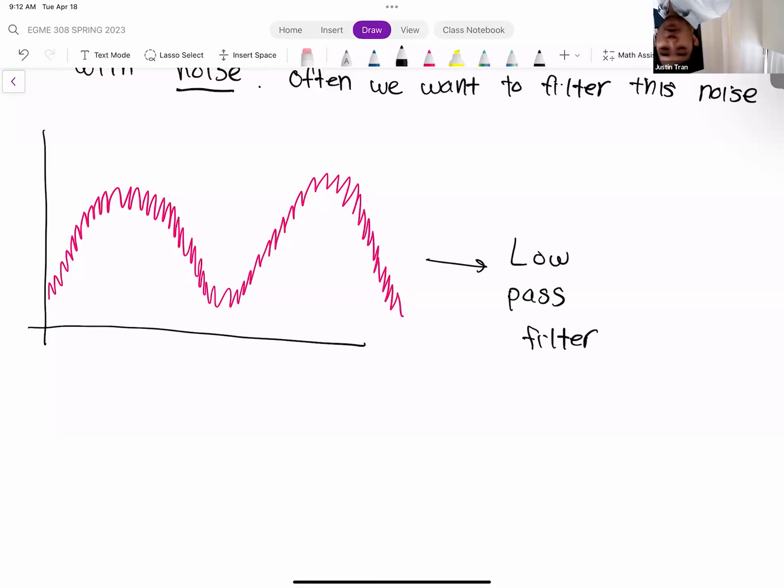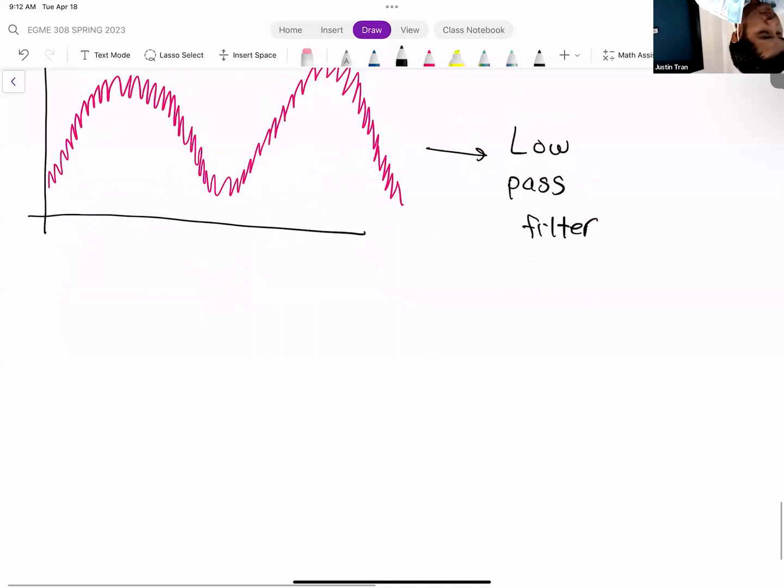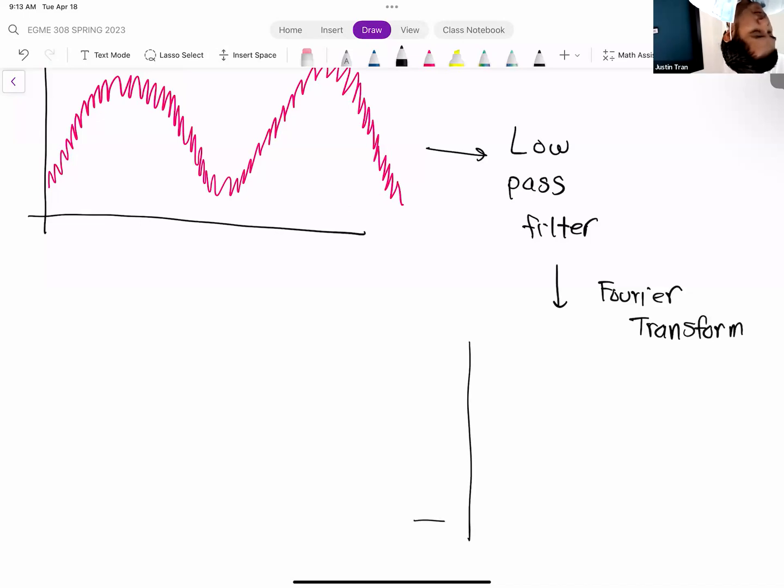What a low pass filter means is basically we're only going to let the lower frequencies pass through this filter. The way it works is we take the Fourier transform of this signal. It's probably going to look something like this. So frequency here, omega, F of omega.